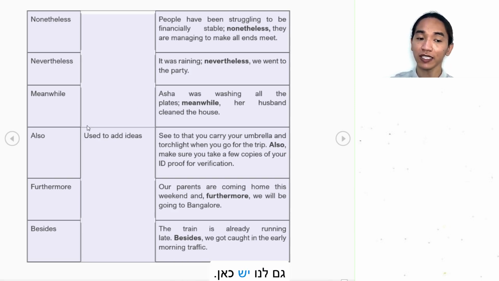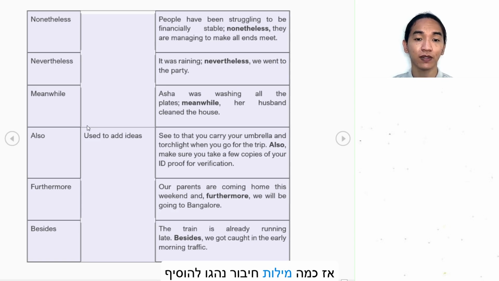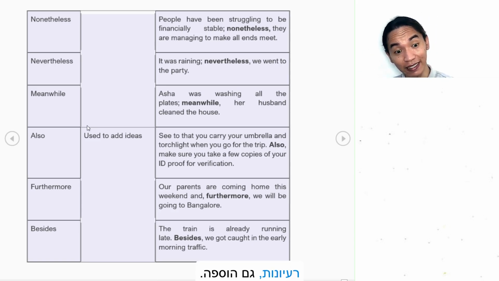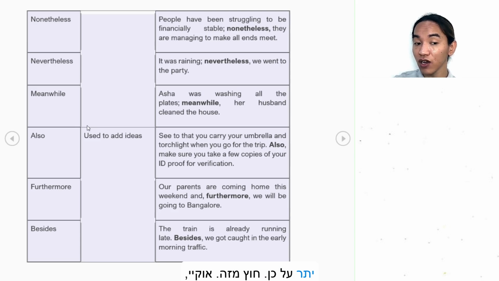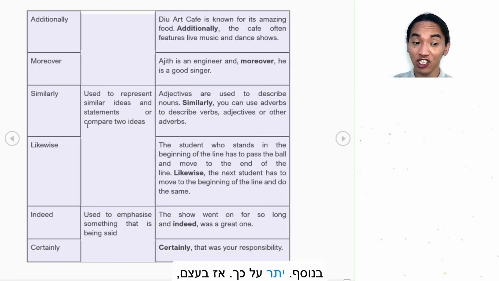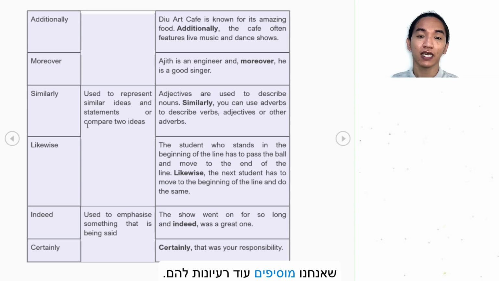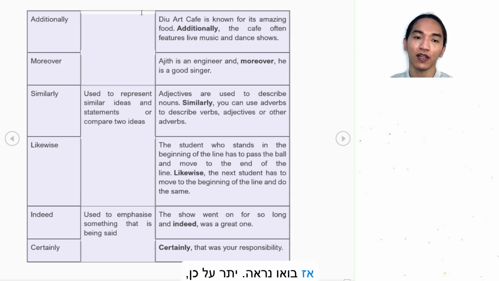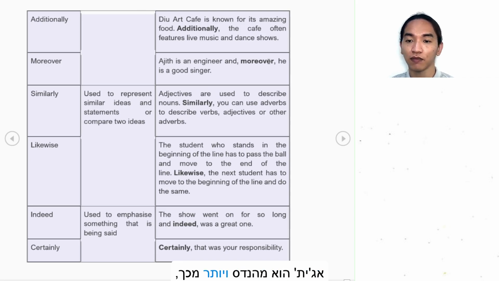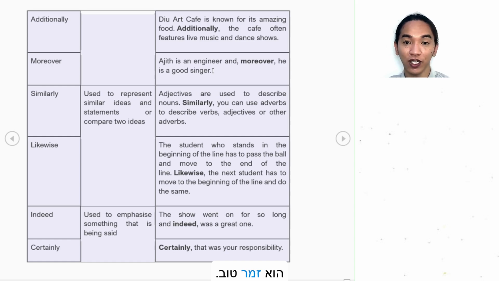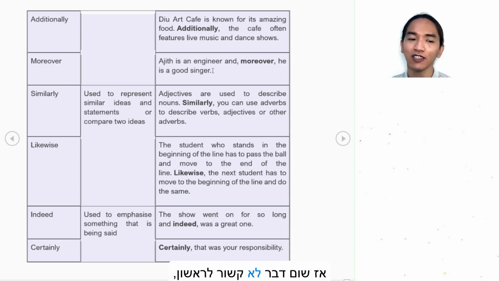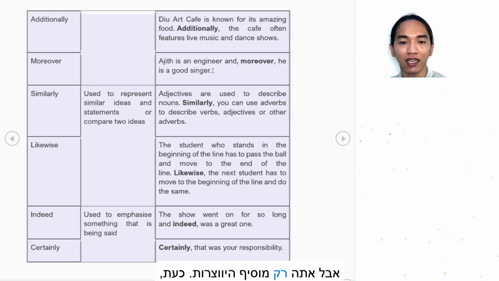All right, we also have here some conjunctive adverbs used to add ideas. All right, addition. Also, furthermore, besides, okay? Additionally, moreover. So basically, these look like your conjunctions as well, that we add more ideas to them. So let's see. Moreover, Ajit is an engineer, and moreover, he is a good singer. So nothing related to the first one, but you're just adding information.